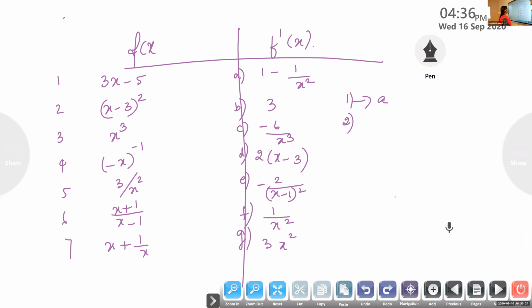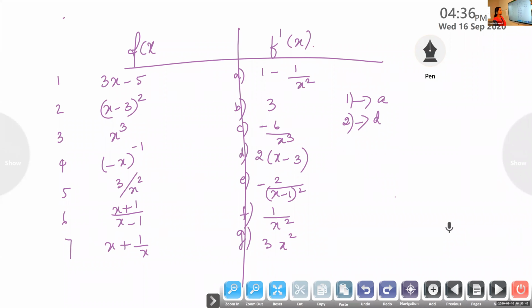What about the answer of the second one? x minus 3 the whole square. Derivative of x minus 3 the whole square. 2 into x minus 3. Very good, Atul. Okay, second one, the answer is D.